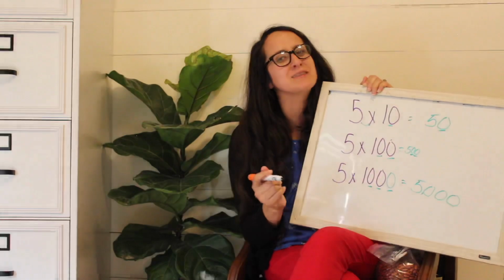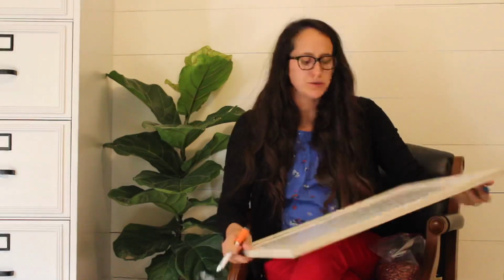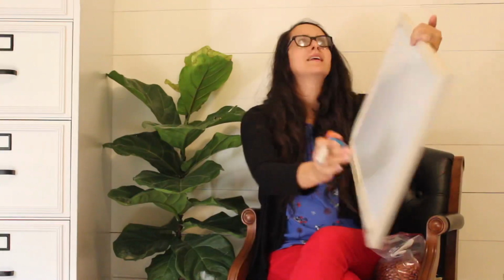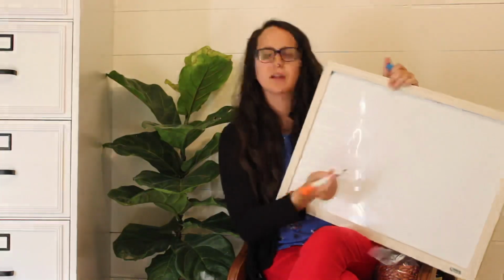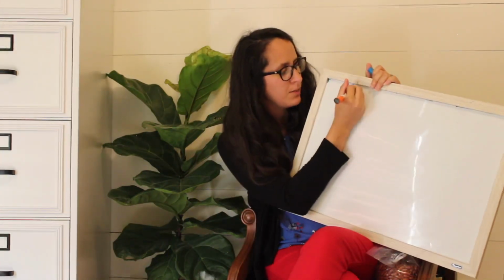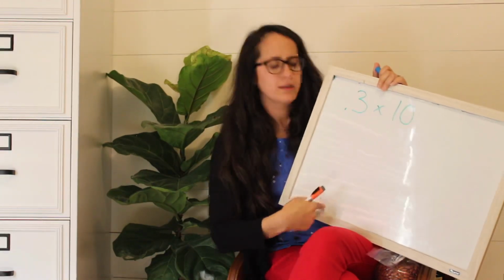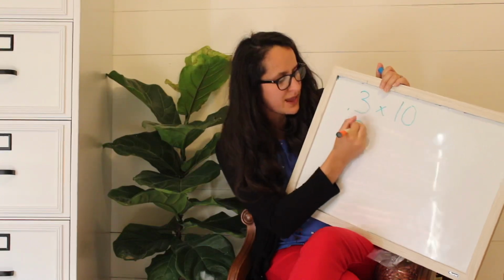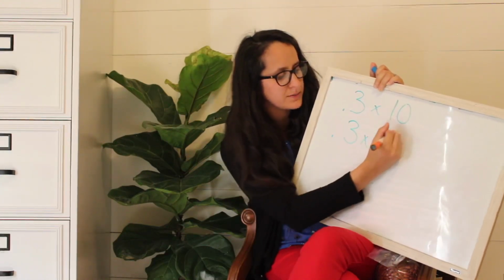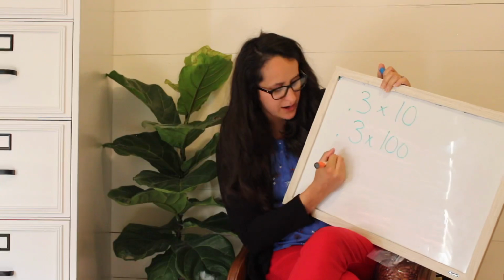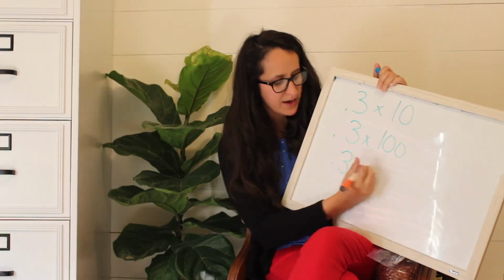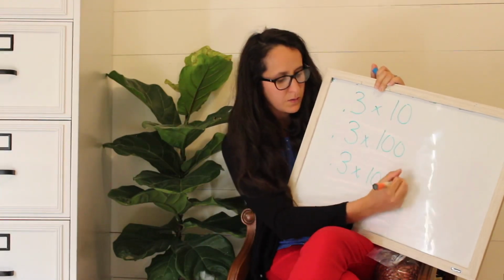Right? I told you guys this was going to be easy today. I told you. Now let's see, what if we had something like a decimal place? I told you we were going to look at that. What if I have 0.3? We're going to do the same thing. So 0.3 times 10, 0.3 times 100, and 0.3 times 1,000.